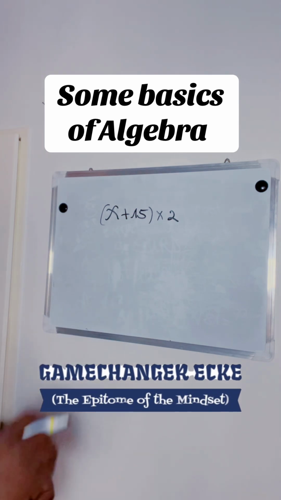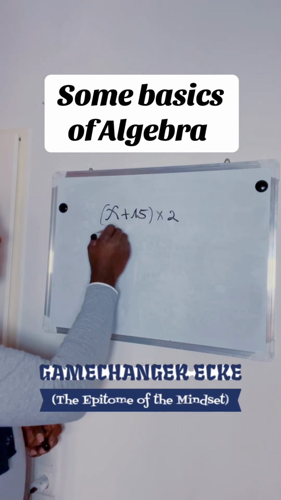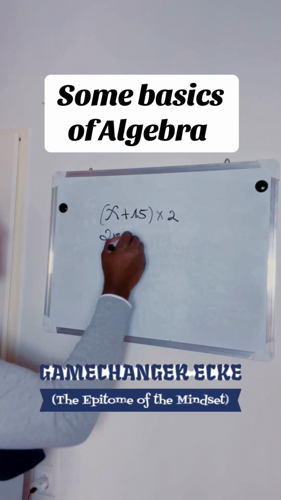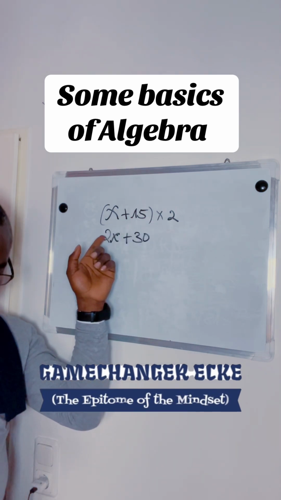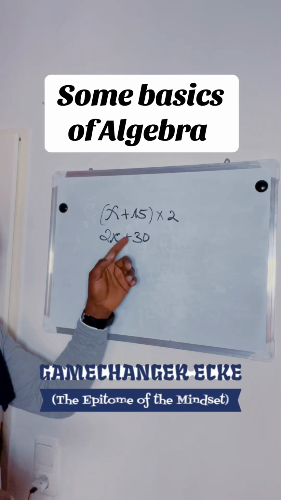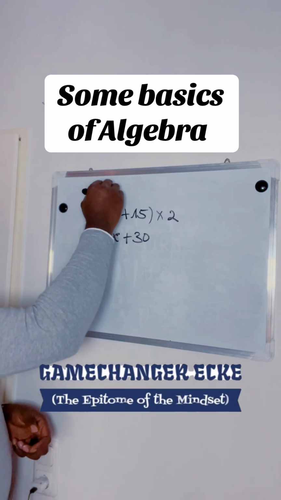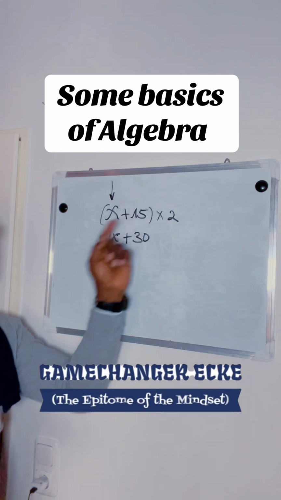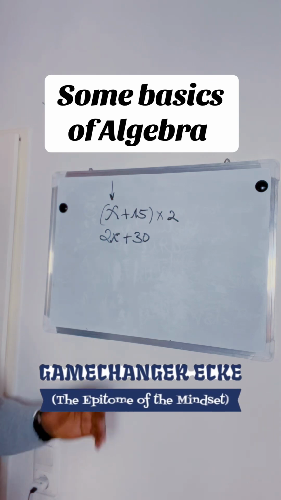We now assume that we have doubled. To double this number, we say 2 times x is 2x, plus 2 times 15 is 30. So we now have 2x plus 30. First we were asked to think of a number, and this number was x. We were asked to add 15 to that number, so we say plus 15. Then we were told to double that result.